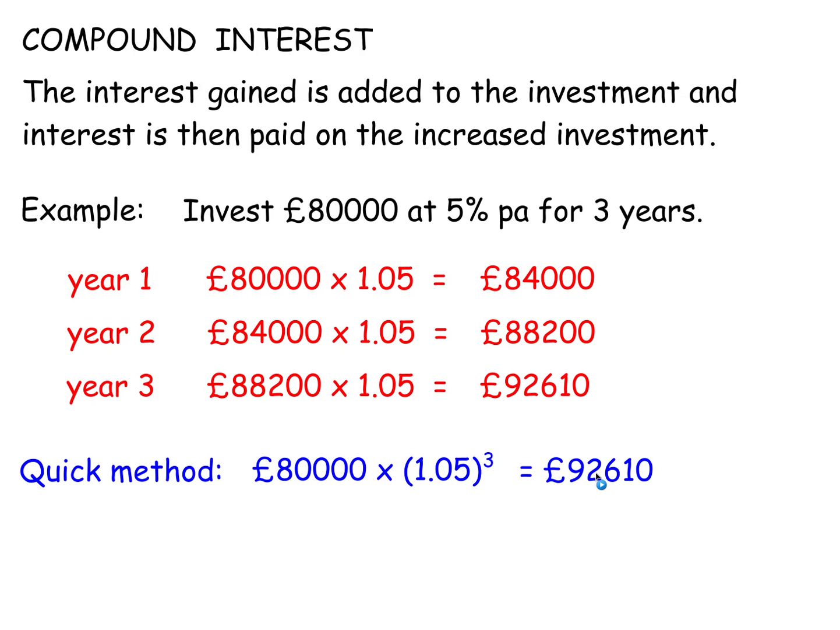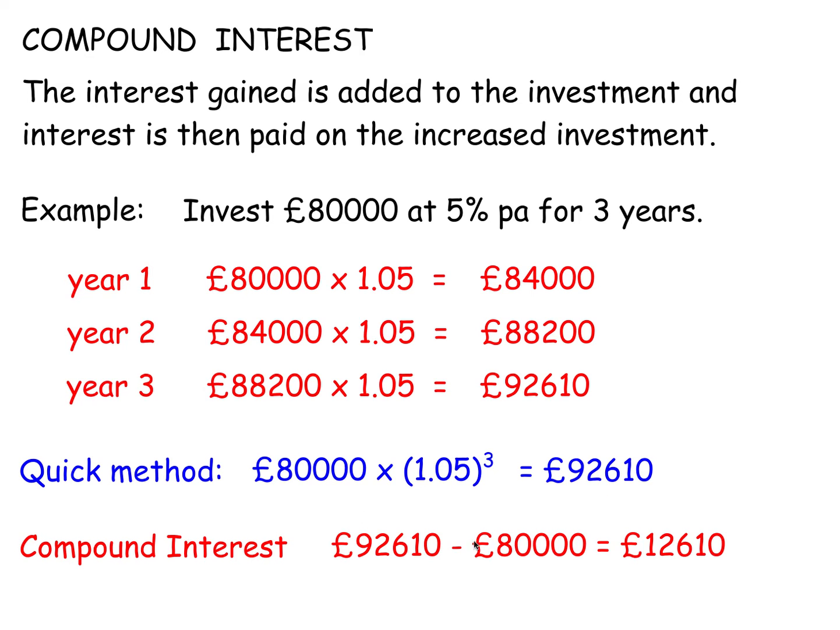It started out at 80,000, so the amount of interest you've been paid over these 3 years is that 12,610 extra. That's the compound interest. So 92,610 is the amount in the bank. The extra amount's the compound interest, 12,610. That's after 3 years. So that's compound interest. The method here in blue is the one to use. The power button on the calculator.